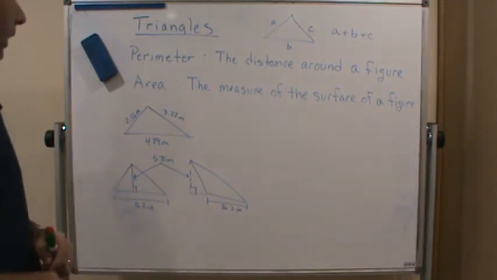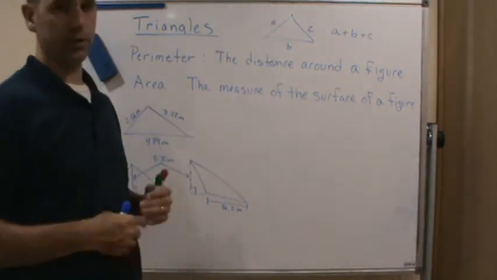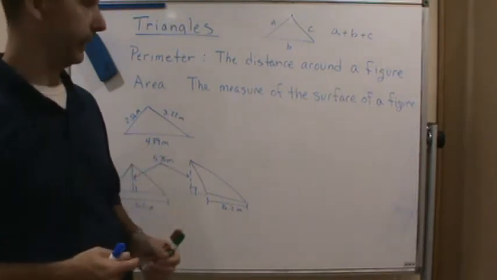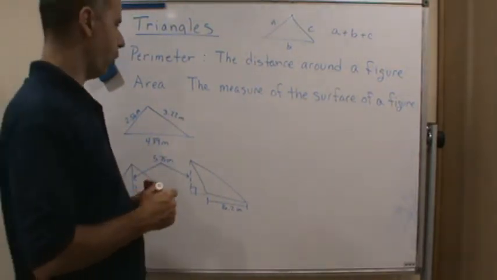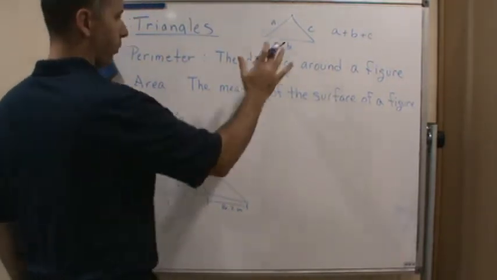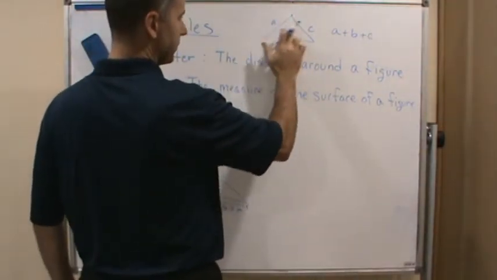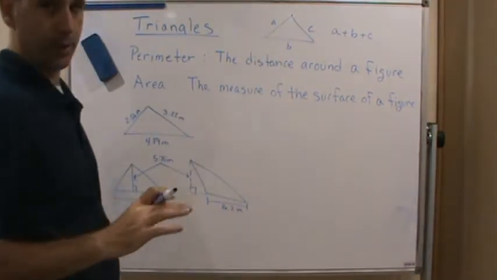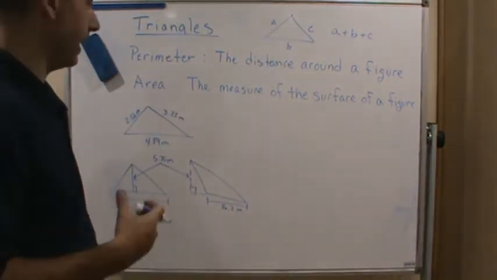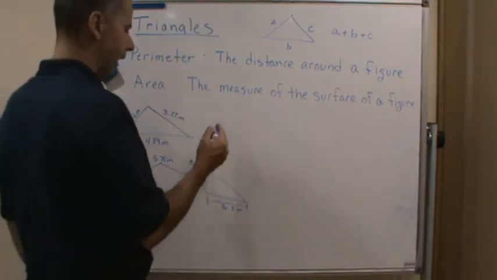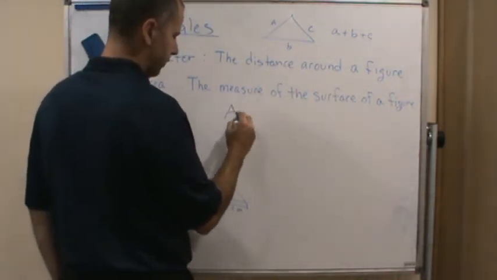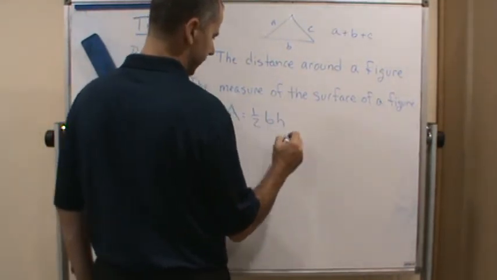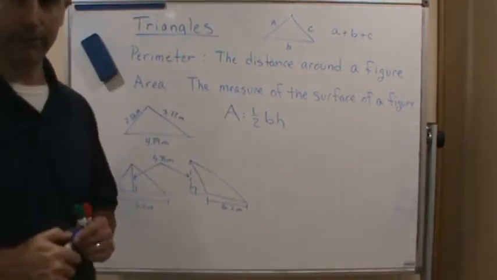Now area is the measure of the surface of a shape, and we know it more intuitively than anything. When we shade this in, the surface area, how much room this takes up on a two-dimensional space in a plane, that's area. The area of a triangle is given by the formula 1/2 times base times height, where we can find the height by finding the altitude.